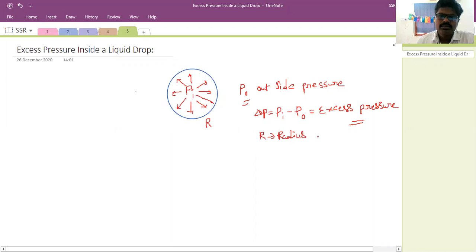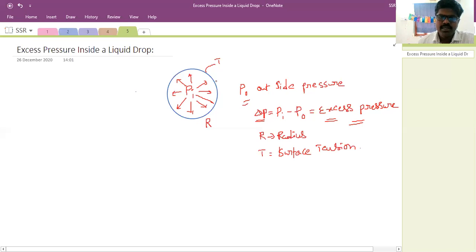Now we need to calculate this delta P, the excess pressure, in terms of radius and surface tension. Let capital T be the surface tension of the liquid drop. Are you clear on this? T is the surface tension of the liquid.